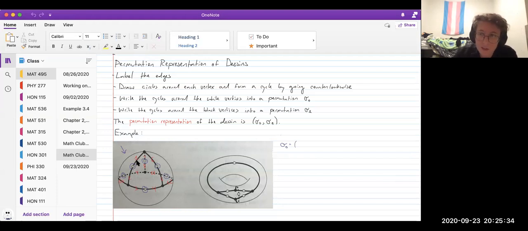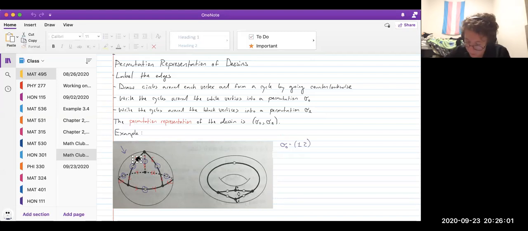It doesn't really matter whether you go clockwise or counterclockwise, since there's only 2 of them. Let's start with 1, and if you imagine turning counterclockwise around this little circle, the next edge you hit is 2. Then you keep going counterclockwise and you don't hit any more edges, so the first cycle's over. So that's the first cycle of sigma 0.